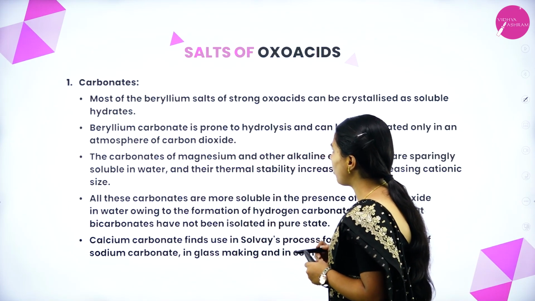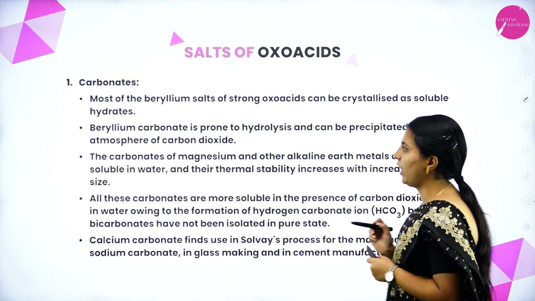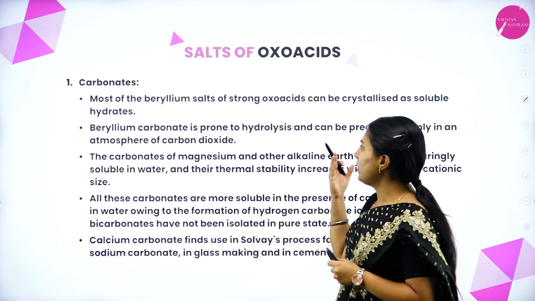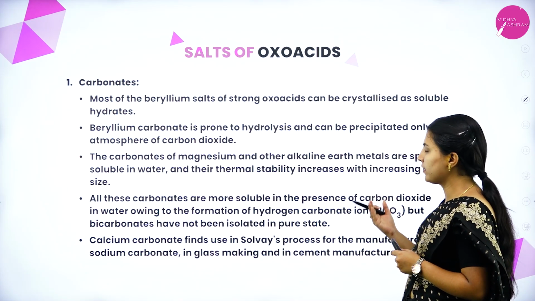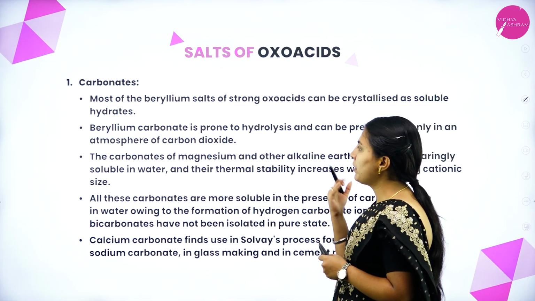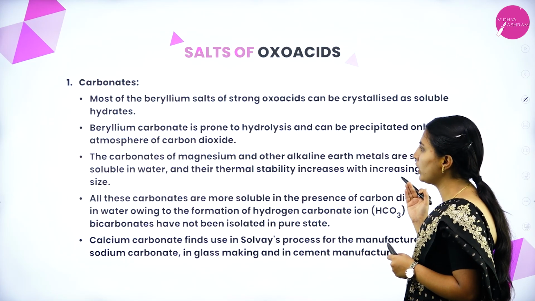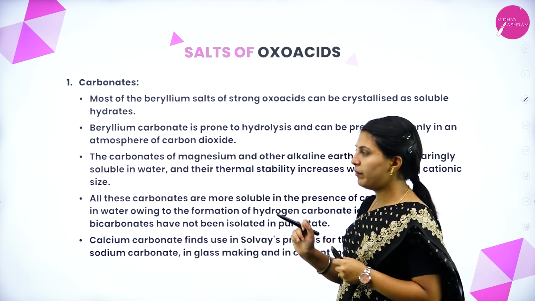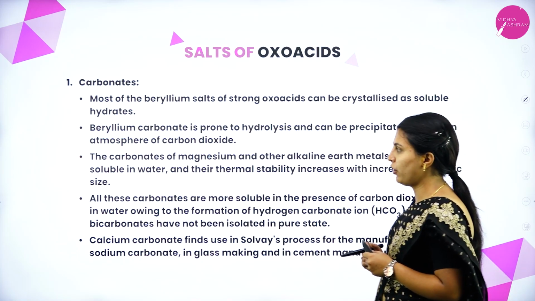Most of the beryllium salts of strong oxo acids can be crystallized as soluble hydrates, by dissolving the hydrates. Beryllium carbonate is prone to hydrolysis and can be precipitated only in an atmosphere of carbon dioxide. How will it be hydrolyzed? By atmospheric carbon dioxide.